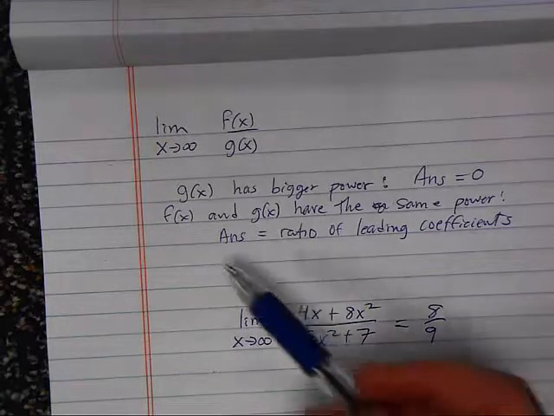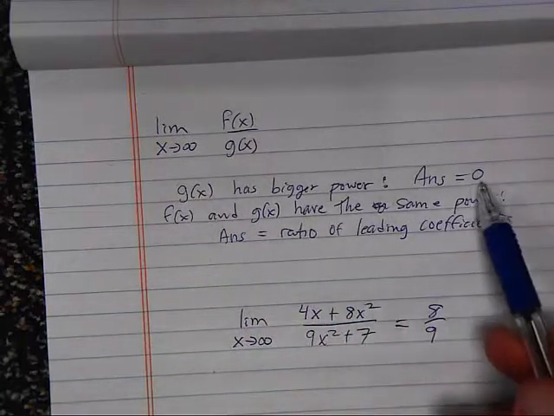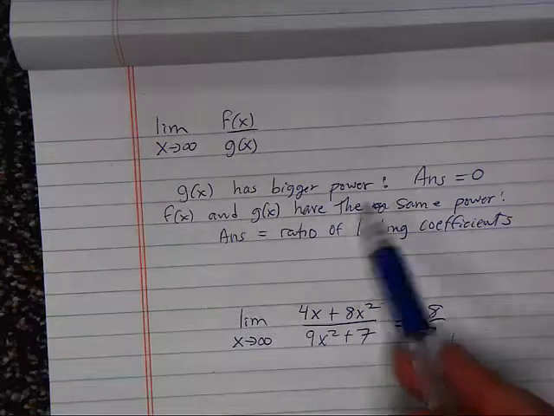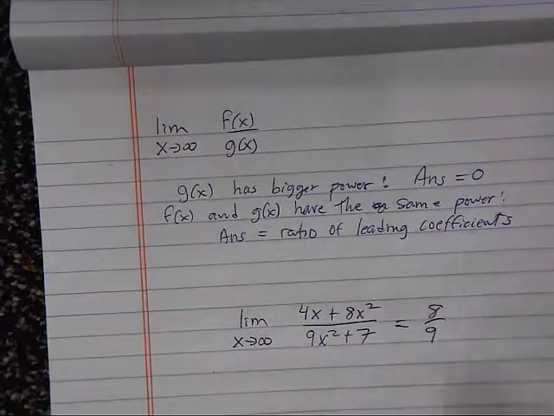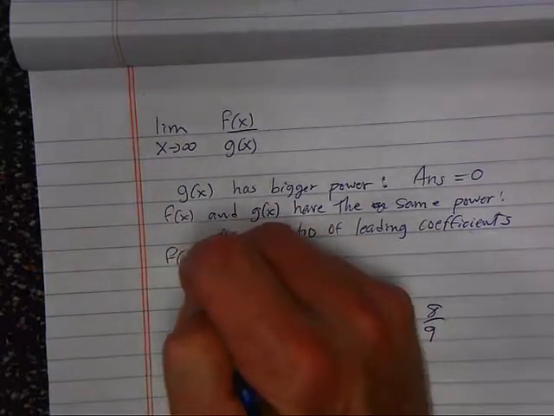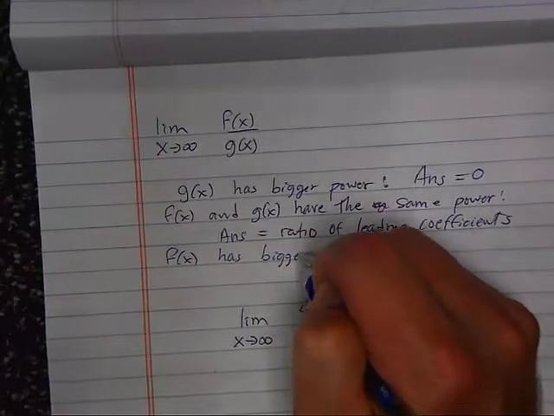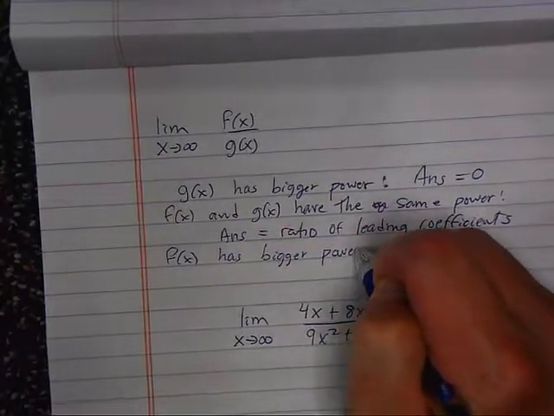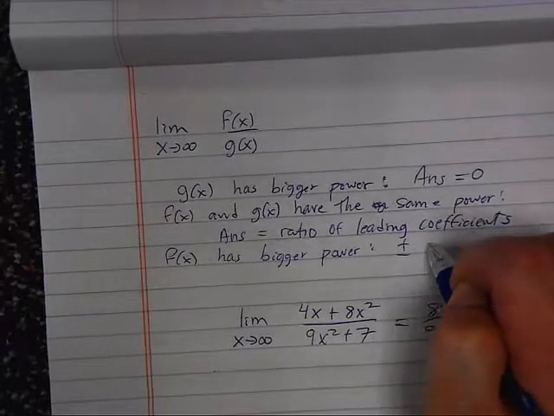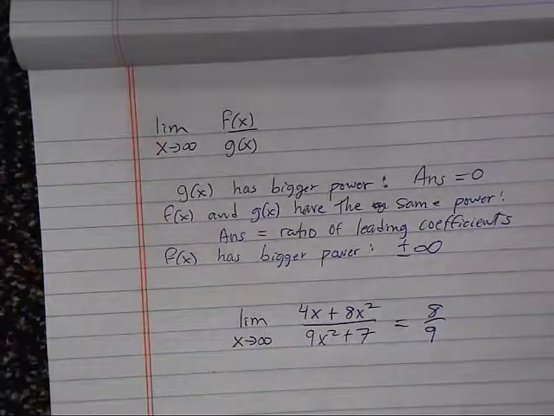All right, so back up here. If g has a bigger power, answer is always 0. If f and g have the same power, answer is the ratio of leading coefficients. If f of x has bigger power, answer is going to be plus or minus infinity. You just have to figure out which one.